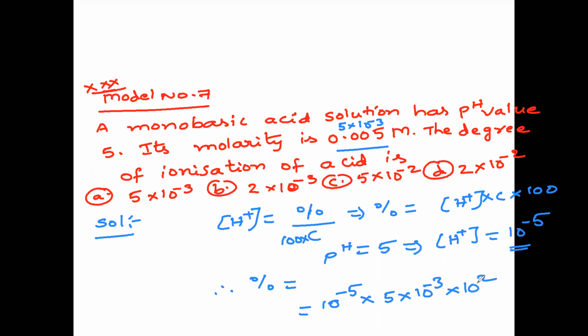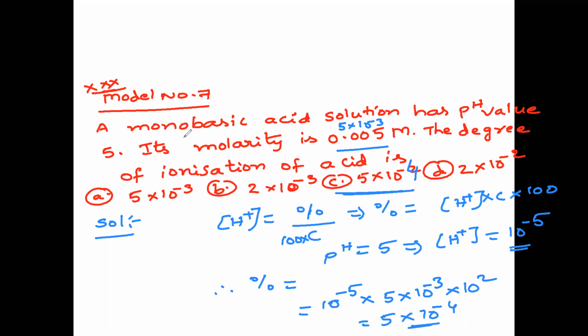100 means 10 square. So 10 to the power of minus 1, and 10 to the power of minus 5, so 5 into 10 to the power of minus 4. So this should be 5 into 10 to the power of minus 4. In this way, you'll get the third option. So it is equal to 5 into 10 to the power of minus 4.